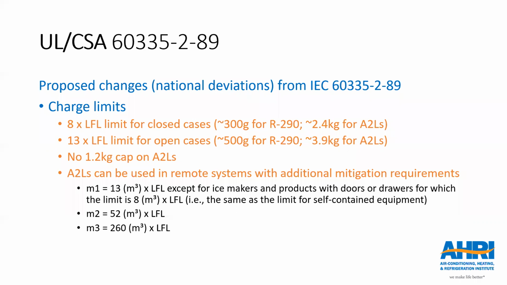M2 is equal to 52 times LFL. To give you a feel for what that is for an average A2L, that's about 15 and a half kilograms. And M3 is up to 260 times LFL, and that's about 78 kilograms, or roughly maybe 170 pounds of an A2L. So keep in mind that flammable refrigerant charges above M1 are only allowed for A2L refrigerants, not for A3s.